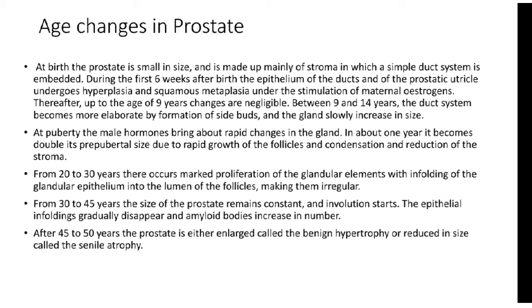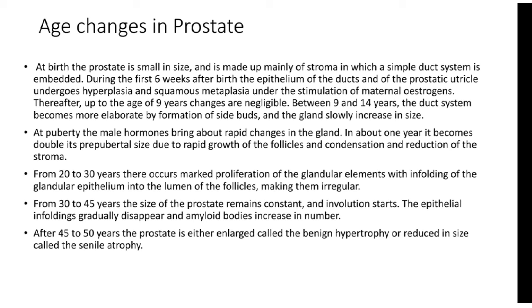Between 9 and 14 years, the duct system becomes more elaborate by formation of side buds, and the gland slowly increases in size. At puberty, the male hormones bring about rapid changes in the gland. In about 1 year, it becomes double its prepubertal size due to rapid growth of the follicles and condensation and reduction of the stroma. From 20 to 30 years, there occurs marked proliferation of the glandular elements with infolding of the glandular epithelium into the lumen of the follicles, making them irregular.